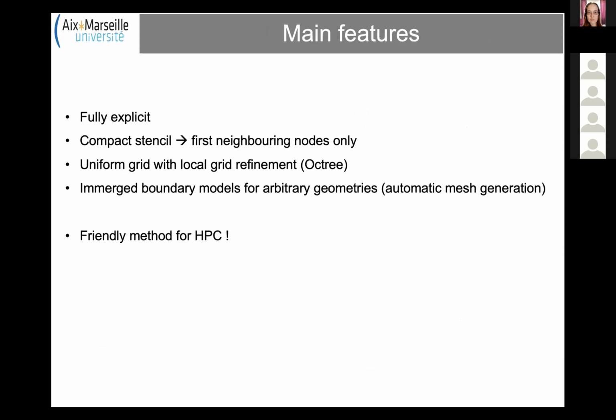It's compact. It's well suited for a uniform grid. And of course, sometimes we need to refine the grid locally to handle complex geometries. And this is done using a local grid refinement with some octree implementation. And of course, for engineering applications, we need to be able to describe complex geometries. And this is done in practice using a kind of immersed boundary model. And this is, of course, the only way you have to describe arbitrary geometries in a Cartesian grid. Another advantage is that it also enables some very efficient automatic mesh generation.